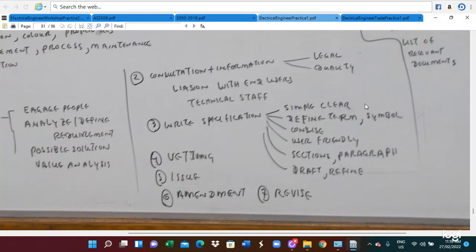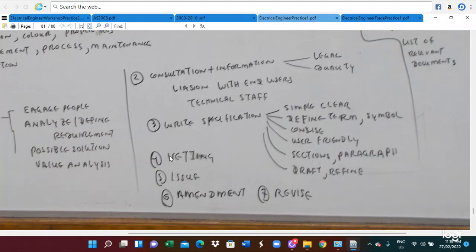And then you have to write down the specification. That specification should be simple and clear, and you have to define the form, and the symbols must be utilized, and also you have to utilize appropriate concise language, and being user friendly is important. Also, specifications are written in function paragraphs, and you have to draft the specification.